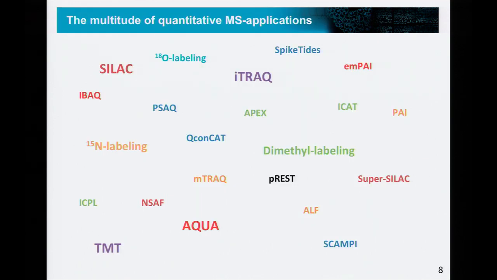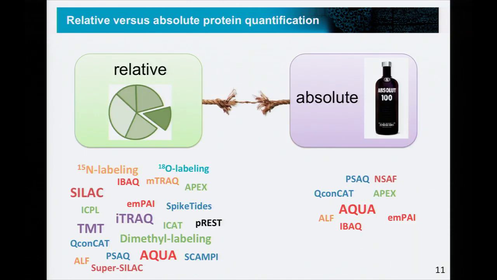Okay, so coming back to this multitude of different approaches. All of those different approaches can be categorized into techniques that you can use for relative and for absolute quantification. And this categorization is actually very easy, because all of the approaches that you see can be used for relative quantification. You can always do relative quantification with any quantitative mass spectrometric approach. But just a few of the approaches you can also use for absolute protein quantification. So there you need to do something specific.